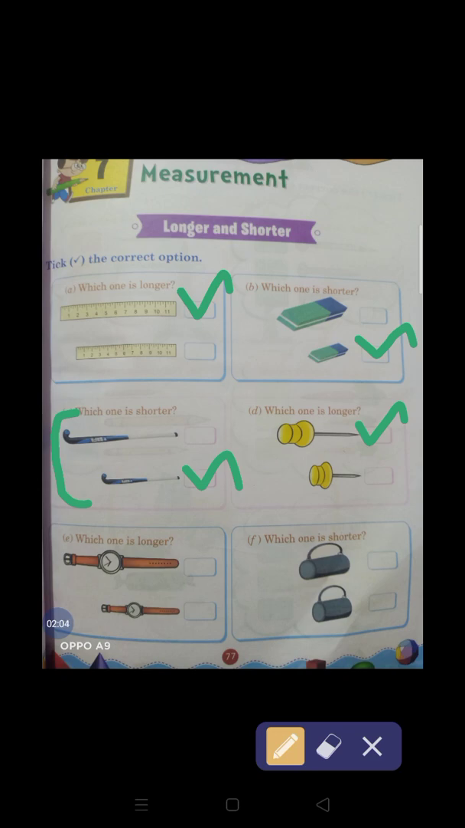Come to E question. Which one is longer? Yes, the first picture is longer. Next come to the last set of pictures. Which one is shorter? You have to compare these two pictures and find which one is shorter. Yes, very good. The second picture is shorter.